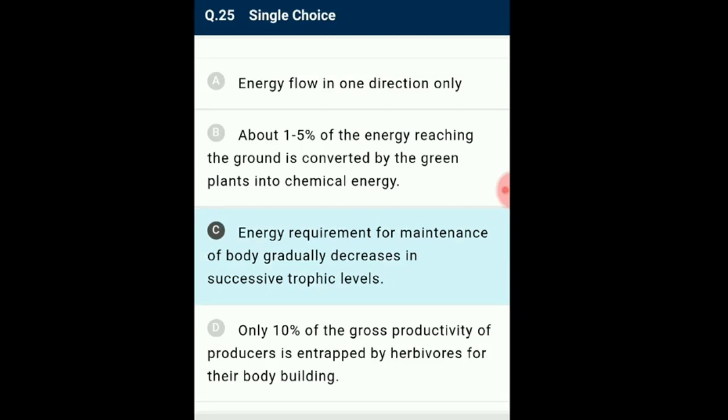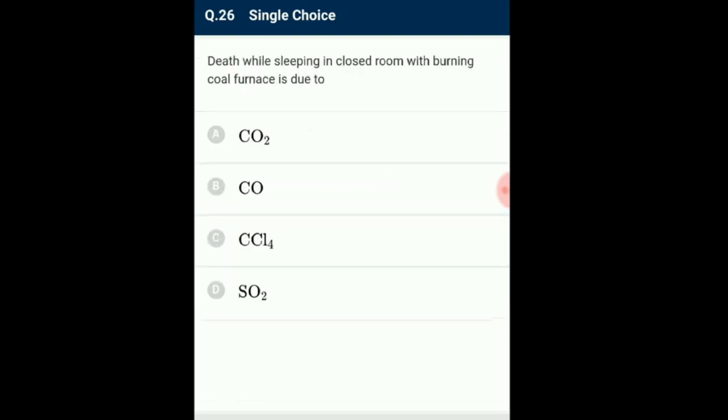Statement D. Only 10% of gross productivity of the producers is entrapped by herbivores for their bodybuilding activities. Yes, statement D also correctly given. So out of 4 statements, statement C alone wrongly given about the energy flow in an ecosystem. Question number 26.